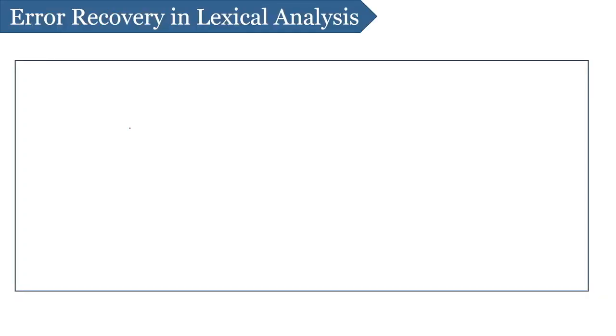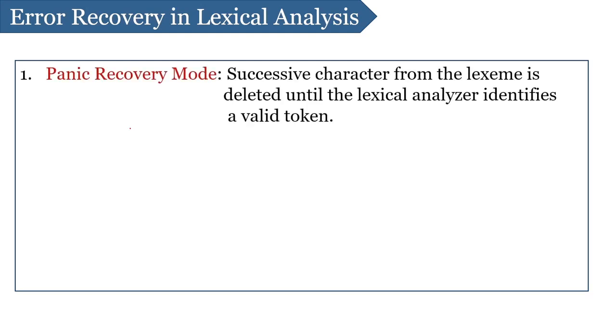The first method is panic recovery mode. Here, the lexical analyzer deletes successive characters from the lexeme until a valid token is recognized. Consider the lexeme integer. Now, the lexer will start deleting successive characters until it recognizes a valid token. It will delete R to see if the remaining lexeme can form a valid pattern. It doesn't form one, so it will delete E, then G, and finally E. So the remaining lexeme int forms a valid pattern, which is a keyword.